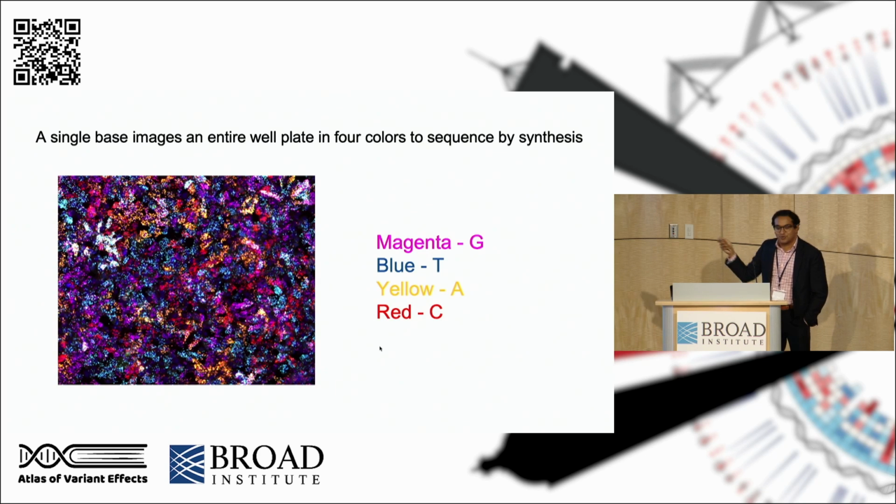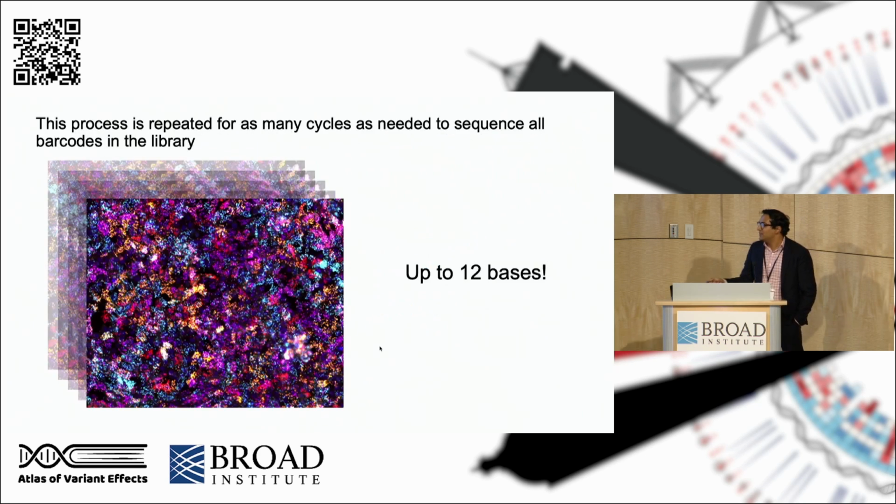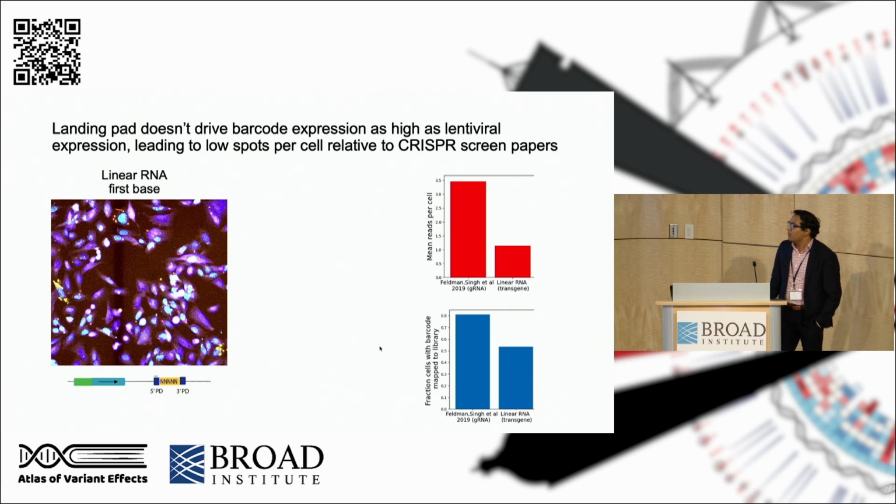So the 4 colors correspond to the 4 nucleobases, and you repeat this over and over again for as many bases as you want. We've done it for up to 12 bases, and it works really well. And so when we first tried this method, remember, this was first developed in the context of guides, and we wanted to use it for overexpression cDNA libraries in the context of DMS experiments.